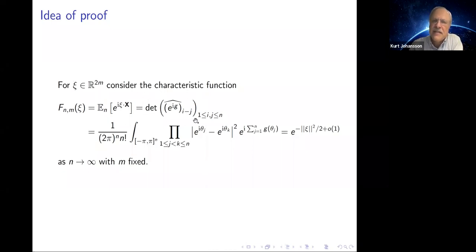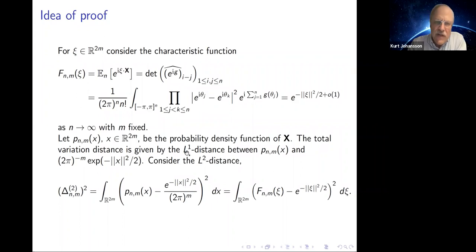One formula is this Toeplitz determinant. Another formula is this multiple integral, the Weyl integration formula. And the strong Szego theorem said that at least when m is fixed and n is large, this is close to the Gaussian characteristic function, the characteristic function of the vector g. So we somehow have to control this characteristic function for all xi.